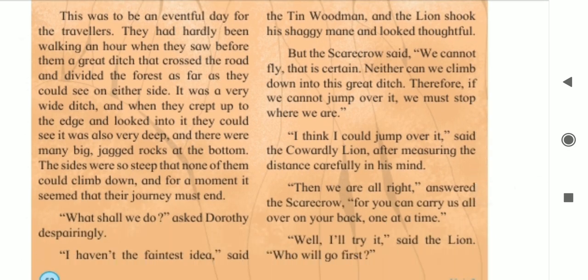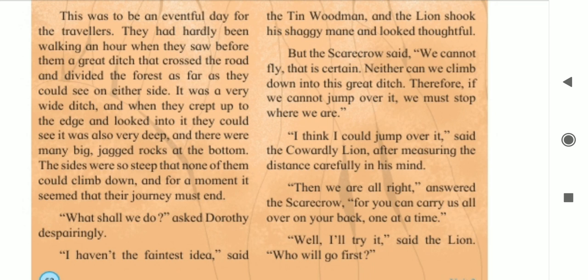This was to be an eventful day for the travelers. They had hardly been walking an hour when they saw before them a great ditch that crossed the road and divided the forest as far as they could see on either side. It was a very wide ditch, and when they crept up to the edge and looked into it, they could see it was also very deep, and there were many big jagged rocks at the bottom. The sides were so steep that none of them could climb down, and for a moment it seemed that their journey must end. What shall we do?